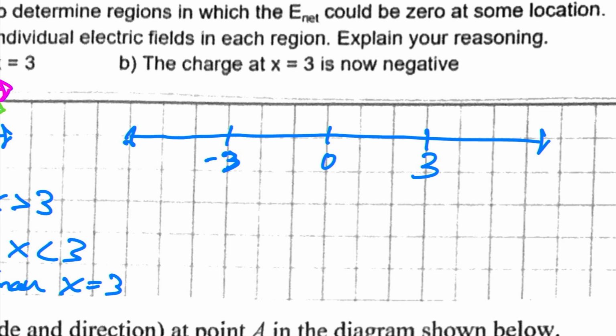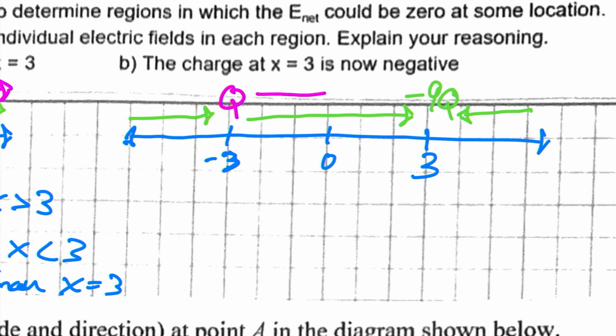So here we have Q, but now the charge over at 3 is now -9Q. And the difference is that an electric field points towards a negative. So the electric field from 9Q is going to look like that. And the electric field points away from this positive still, and away. So what do we have here?